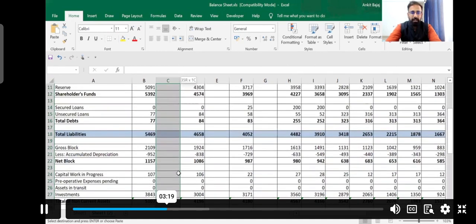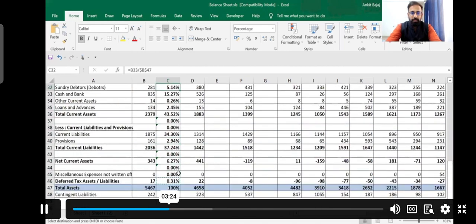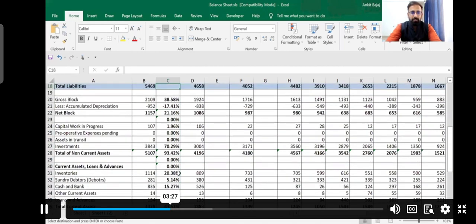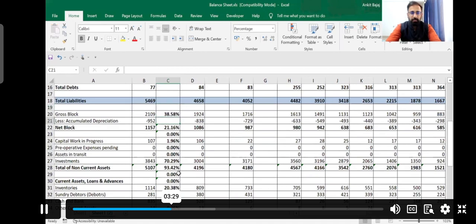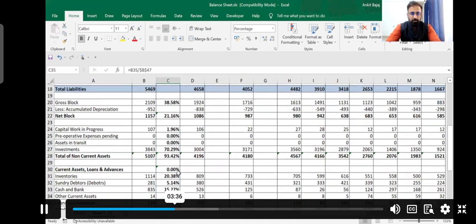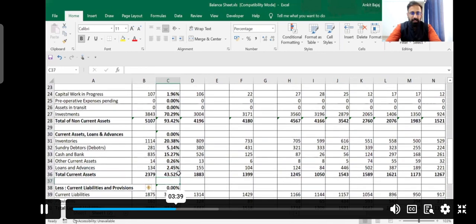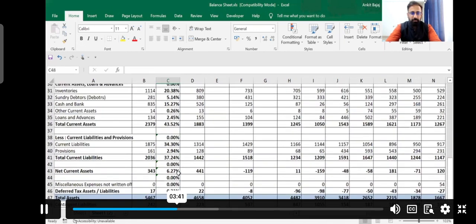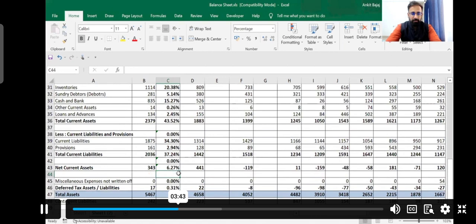I have to keep these values on the asset side only, and I won't be taking them to the liability side. So I will remove those values where there should be no value. What I have done is simply calculate the percentage value of assets. I will remove these values which are not required.